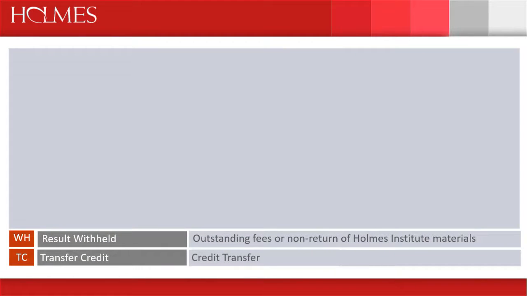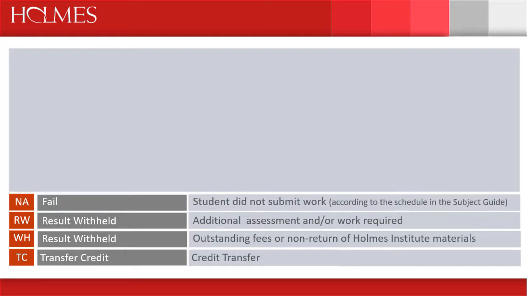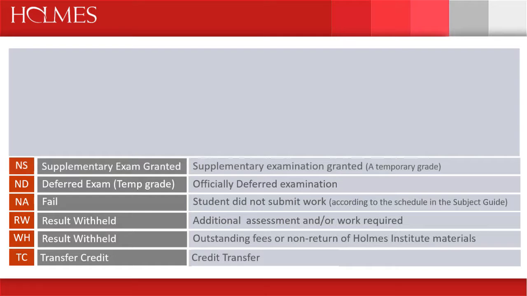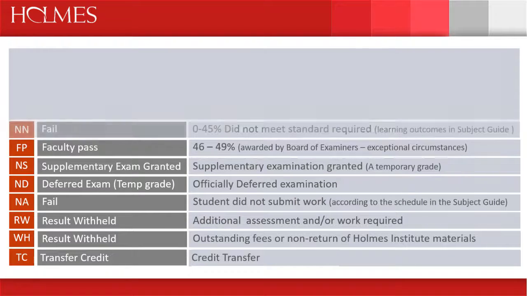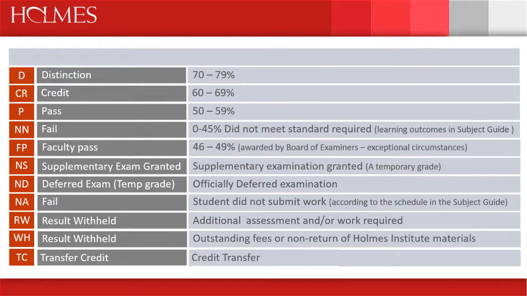The following provides an overview of the grade structure. Results withheld for outstanding fees or non-return of material. Result withheld with additional assessment or work required. Fail with no work submitted. Deferred exam. Supplementary examination granted. Faculty pass. Fail, pass, credit, distinction, high distinction.